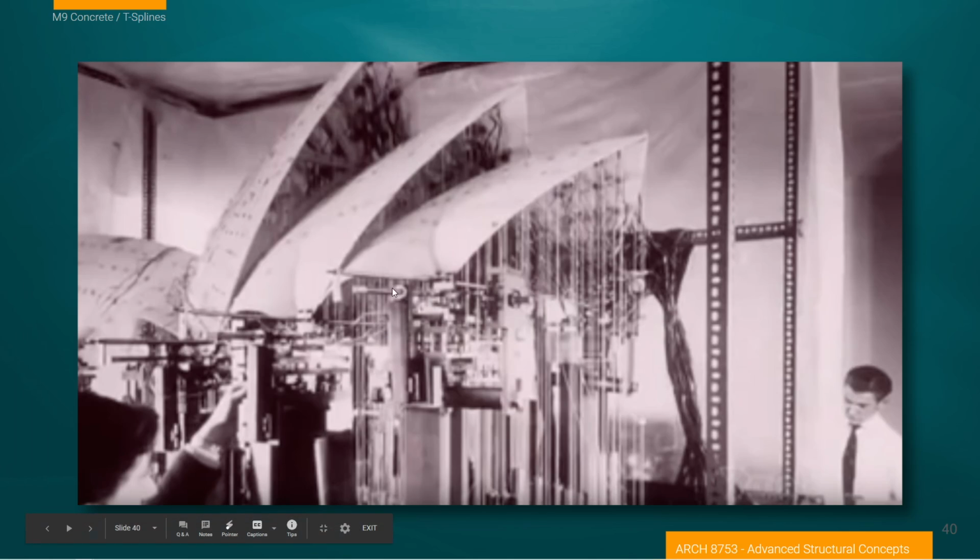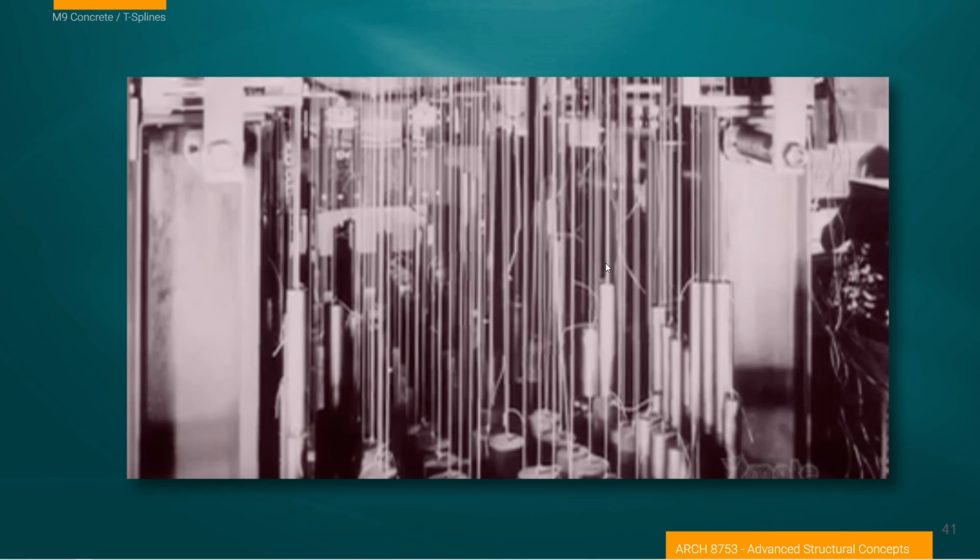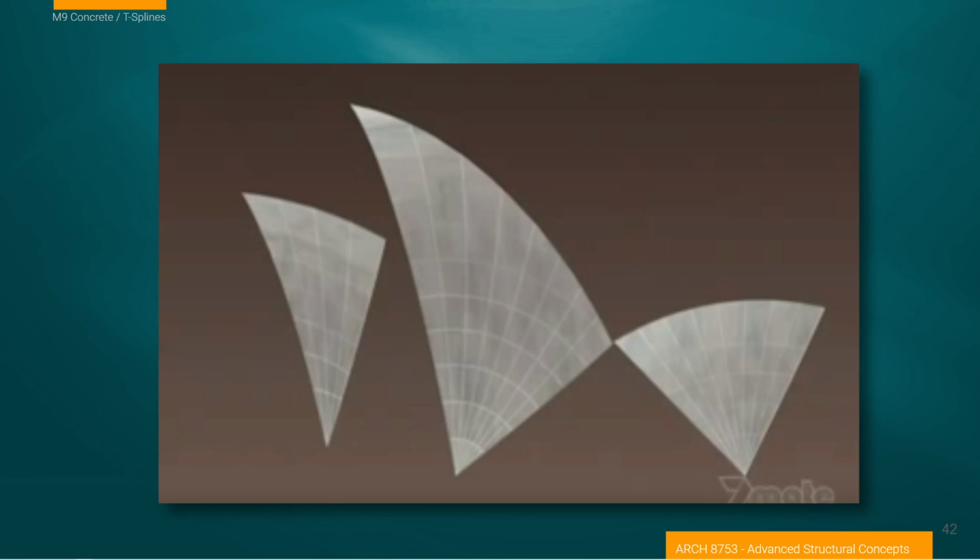Another great reason to look at the video is just this discussion about how much testing went into it and the manual kind of verification of calculations. So here we're actually loading models of the shell with weights. Here's the bottom side of that, weights hanging down, in order to verify what calculations they did. And there is mention that computers were used, but they were in their infancy. So the kind of calculations and sophistication is much different than we have today.